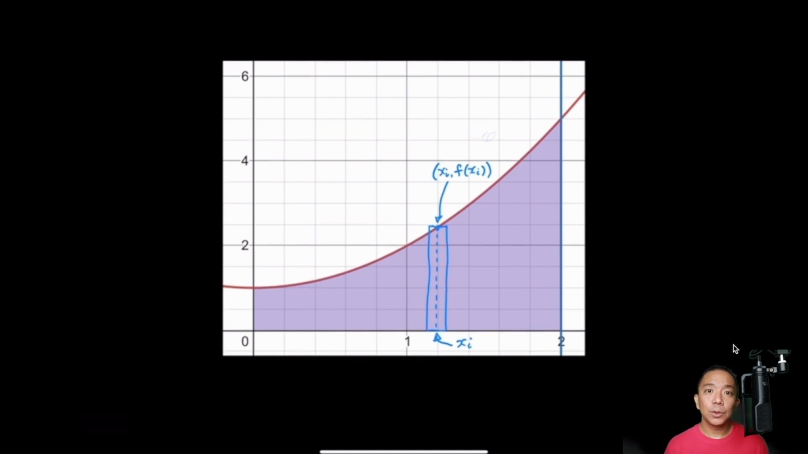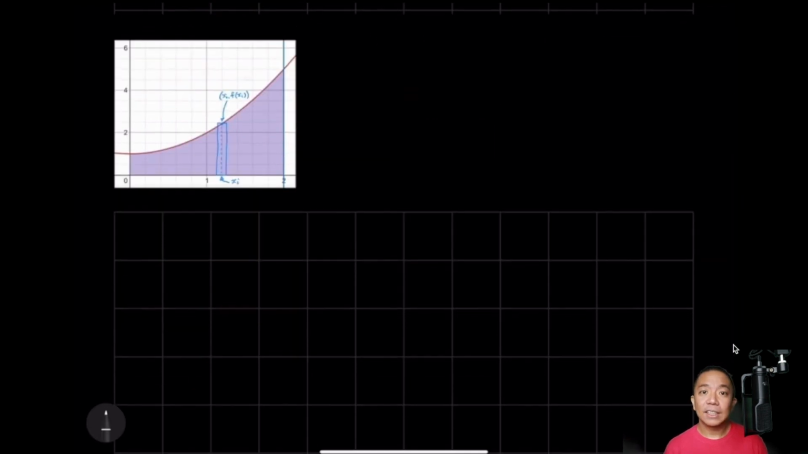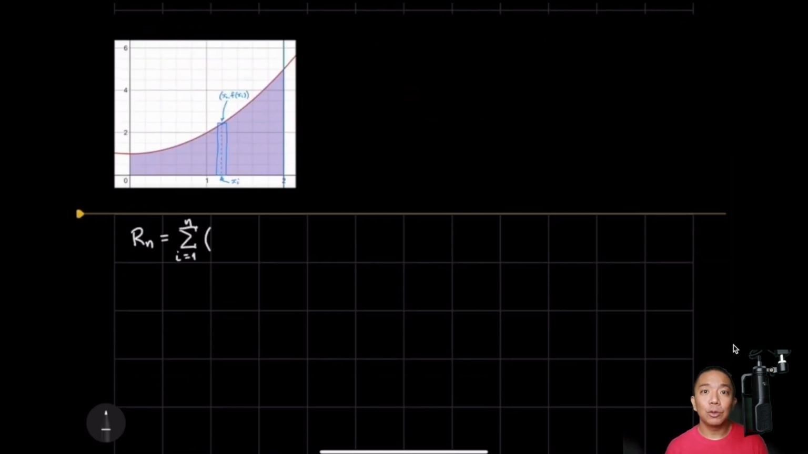So balik tayo dun sa solutions natin. And the Riemann sum, which we'll call R sub n, will be equal to the sum of all such approximating rectangles. So that will be the summation from i equals 1 to n. Ano ba yung function natin? Di ba x squared plus 1? So each approximating rectangle will have a height na x sub i squared plus 1 times yung base, yung width ng rectangle given by delta x. So that will be b minus a over n. In this case, it will be 2 minus 0 over n.